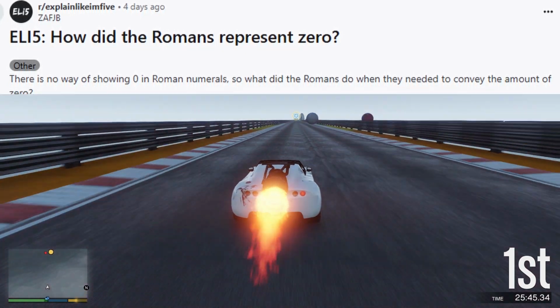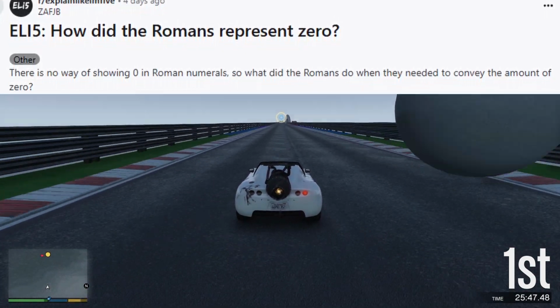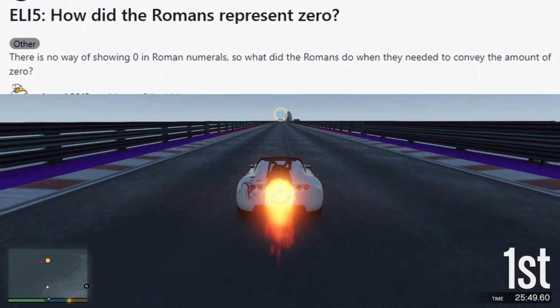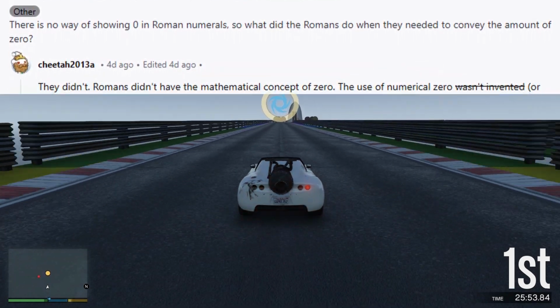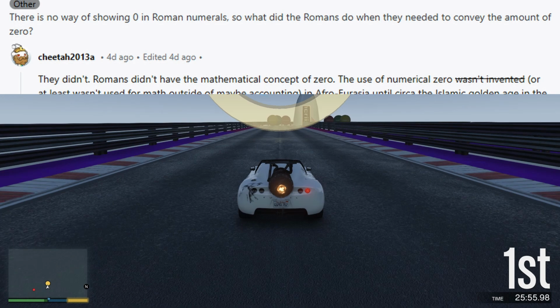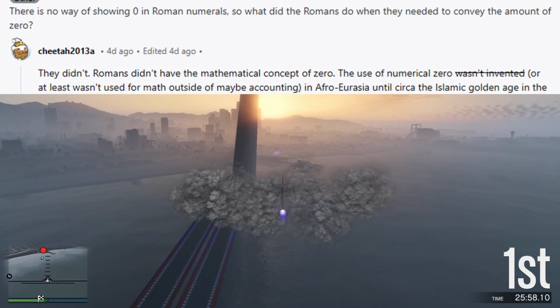ELI5: How did the Romans represent 0? There is no way of showing 0 in Roman numerals, so what did the Romans do when they needed to convey the amount of 0? They didn't. Romans didn't have the mathematical concept of 0.